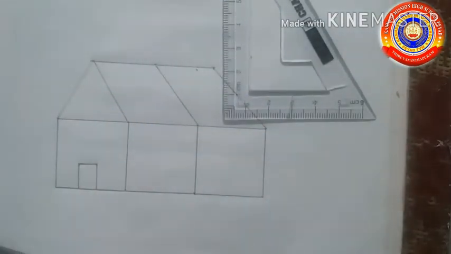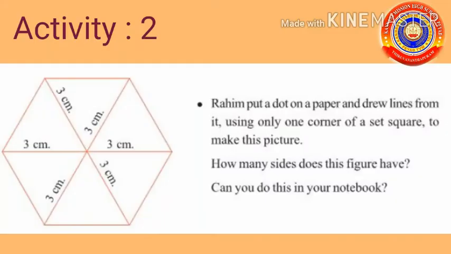Have you all understood drawing this picture? Then next, activity number 2. Rahim put a dot on a paper and drew lines from it using only one corner of a set square to make this picture. How many sides does this figure have? It is a 6-sided polygon and it is a hexagon.